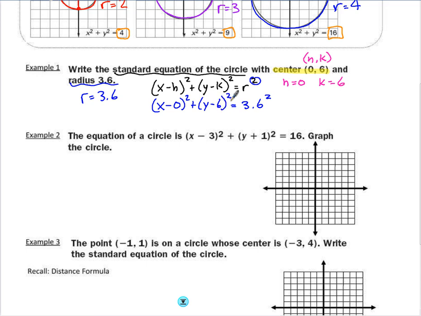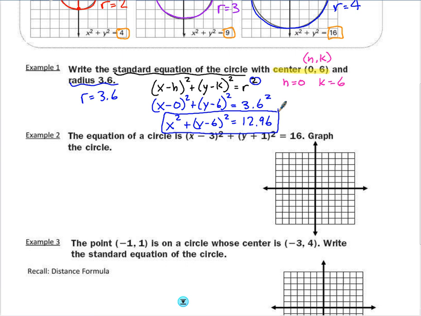So we're going to simplify this a little bit. We don't need to have a minus 0, so I'm going to have x squared plus y minus 6 squared. And when I square 3.6, I get 12.96. So the standard form of this equation with a radius of 3.6 and a center at 0, 6 would be given right there.